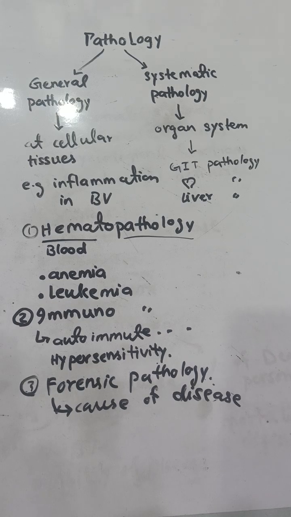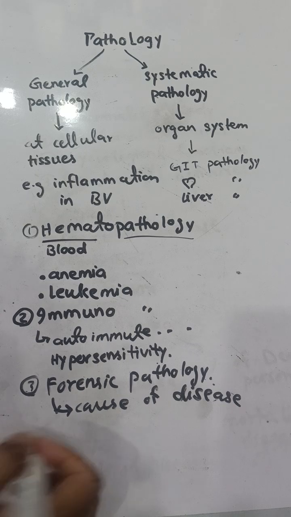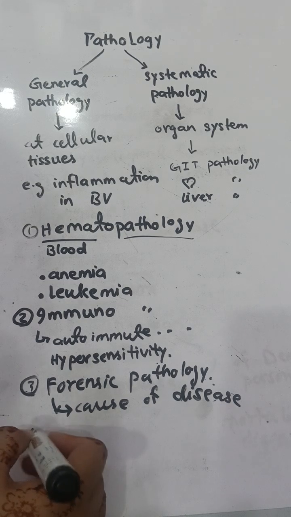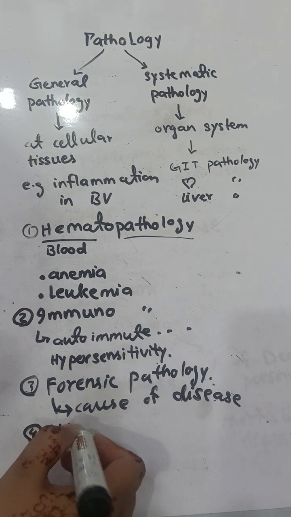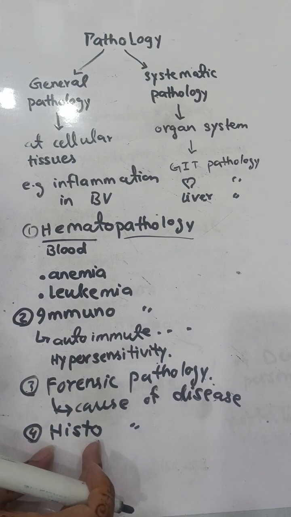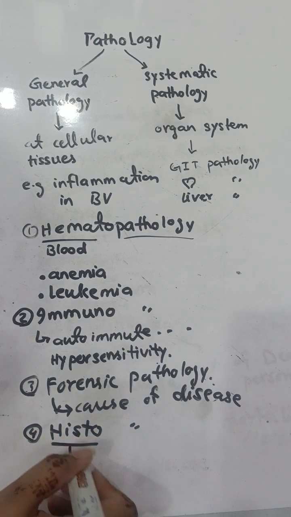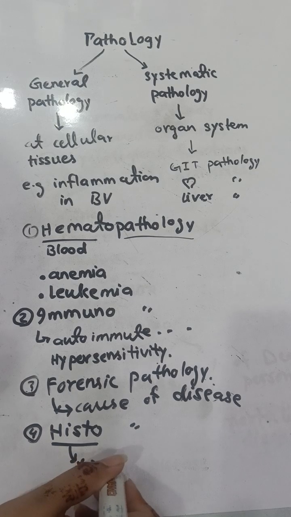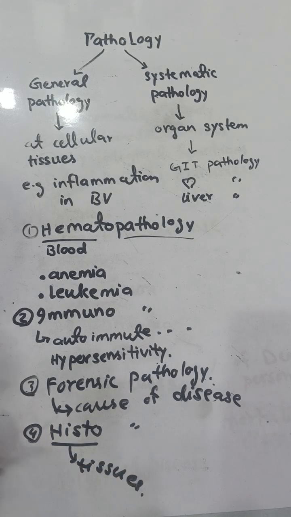Very good. The next is the histopathology. Histo always comes under histology, but here it's histo and pathology. Histo means tissue, the study of the tissues. So you are going to study the diseases that occur in our tissues. You can study it under the microscope. This is called histopathology.